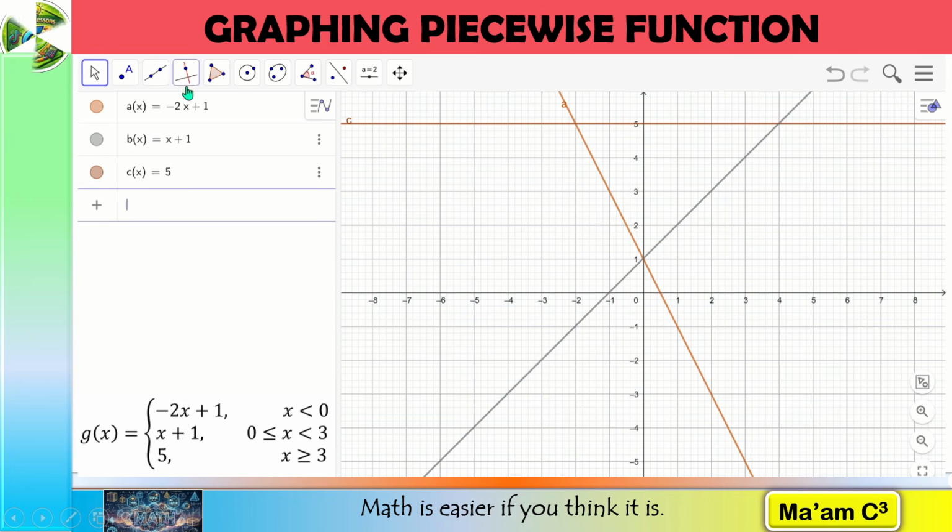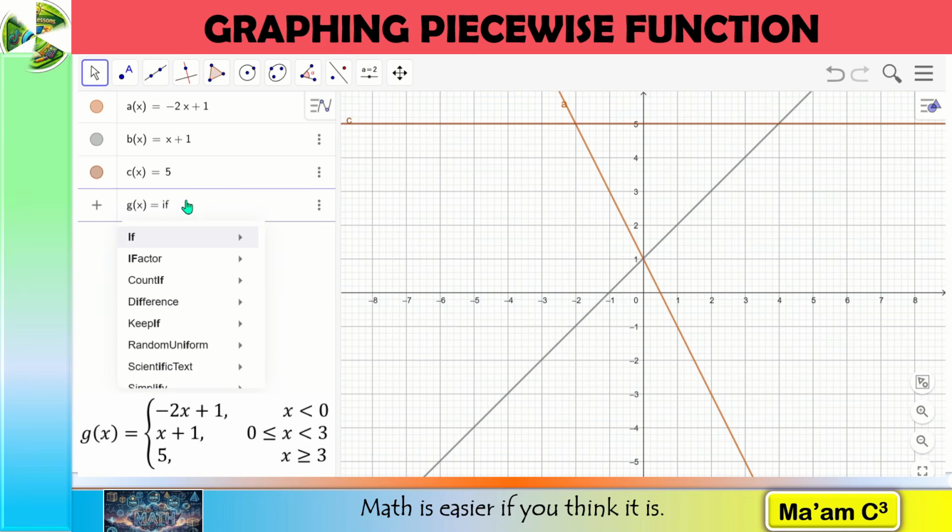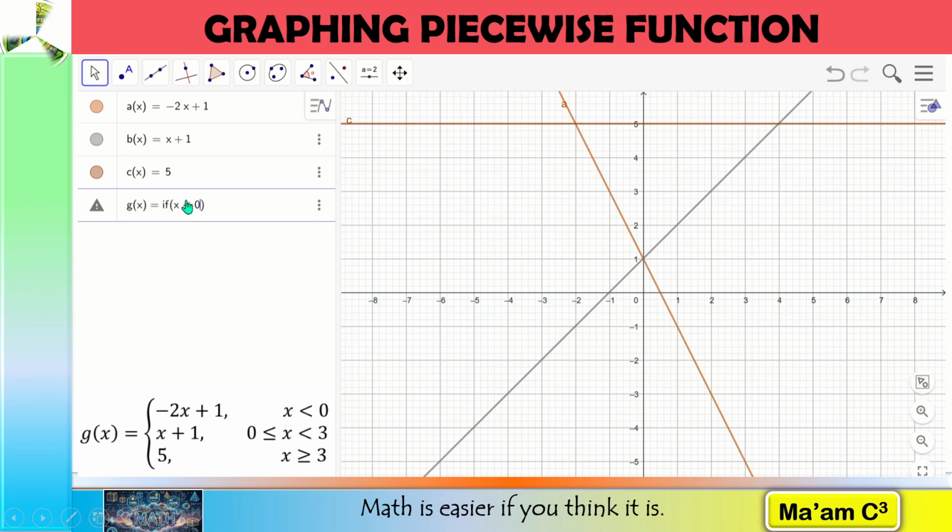Now I'm going to combine these three. Pay attention on how I'm going to do it. I'll use g of x equals if, I'll just continue with the parenthesis. The first condition, x is less than 0, comma. And we use x is less than 0 for our a of x. So I'll encode a here. Comma again. The next condition is x less than 3 but greater than or equal to 0. I'll just write it as is.